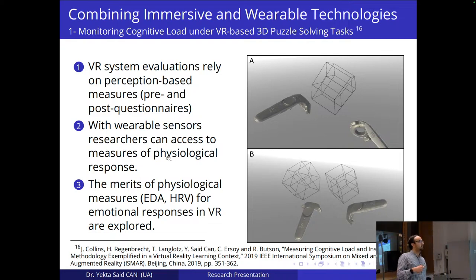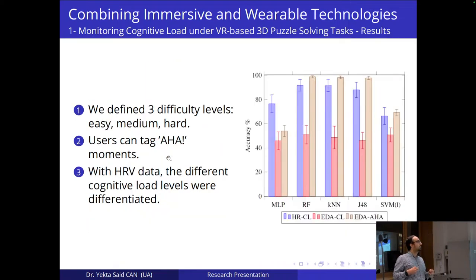In this study, in a VR environment, participants were solving some 4D puzzles. We defined three difficulty levels: easy, medium, and hard. Users can also tag aha moments here, where they solve the puzzle. By using HRV data from wearable sensors, we were able to differentiate different cognitive load levels successfully.